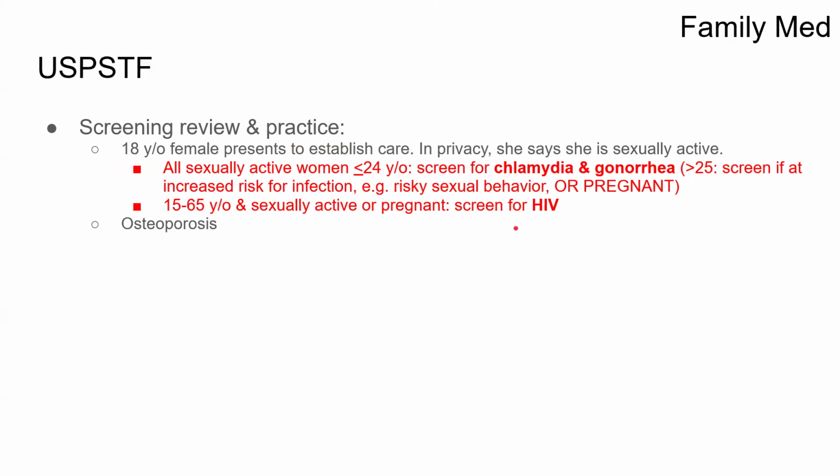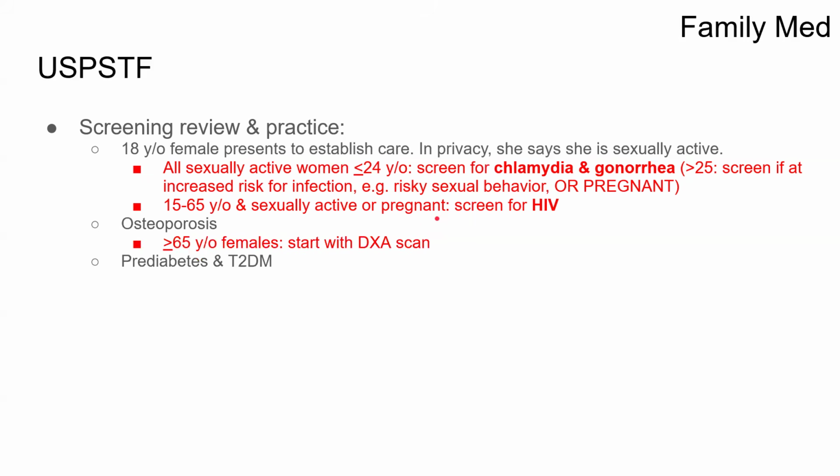Okay. Another thing that comes up a lot in family medicine is osteoporosis. Starting at 65, so 65-year-old females, you start with a DEXA scan, and then you interpret the Z score to determine the standard deviation of their bone density, to determine if they have osteoporosis.